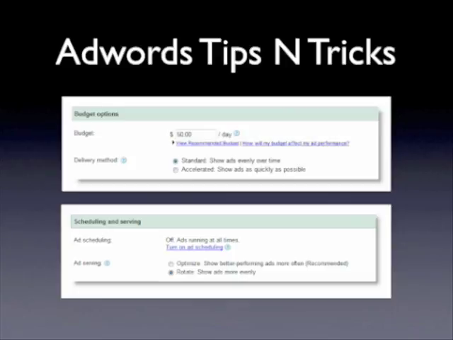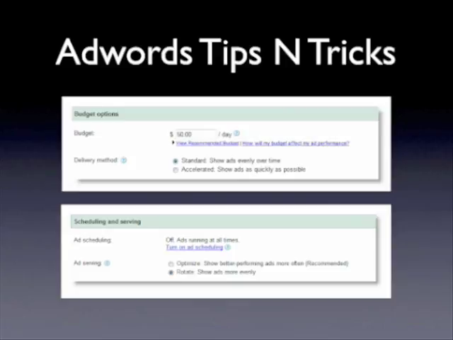Number 1, change delivery method to show ads more evenly. The reason you want to do this is test what times the most quality clicks come in. Later on in this course, we'll be going over testing and tweaking to adjust your campaigns to not only show your ads at certain times, so your money is well spent on customers that are looking for what you have to offer.